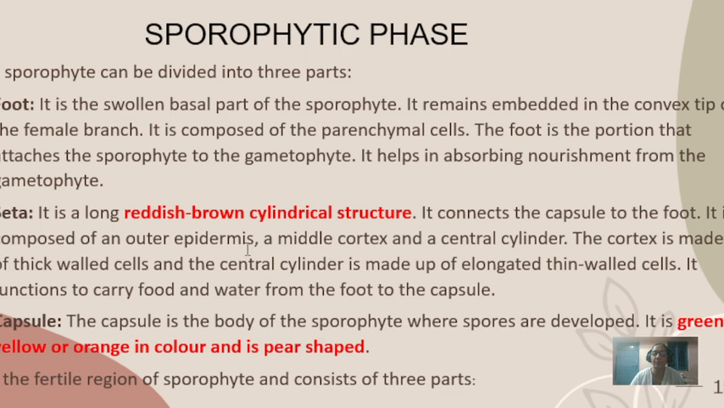It is composed of outer epidermis, middle cortex, and a central cylinder. The cortex is made up of thick walled cells, and the central cylinder is made up of elongated thin walled cells, and they function to carry food and water from the foot to the capsule. The capsule is the body of the sporophyte where the spores are developed. It is green, yellow, or orange in color and is pear shaped.